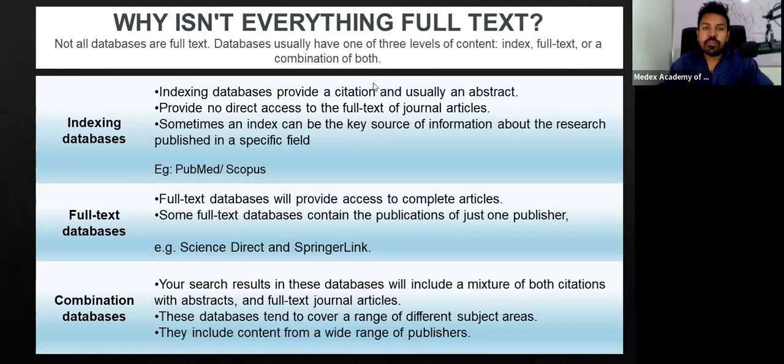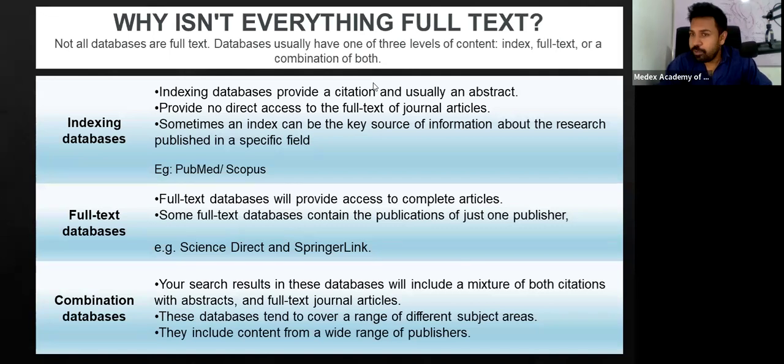Okay. Sometimes an index can be a key source of information about the search. So basically, you can gather some idea about the article. You can get a general idea about an article by using indexing databases, or abstracts. From the abstract, or the citation, we can get an idea of what is included in the article. Simply, it's a summary document, but it doesn't contain everything.